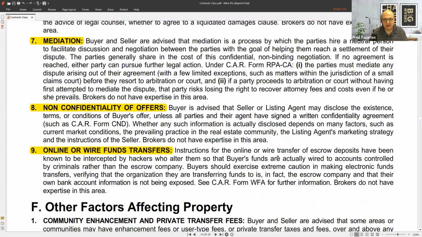This is another fun one, non-confidentiality of offers. For some reason, agents believe that they cannot disclose they have other offers or what the other offers are. Only if the seller specifically says, please do not disclose our offers in writing, and says, please do not disclose what they are. Otherwise, we're allowed to, and sometimes it helps. I mean, if I know you have 3 offers over asking, I'm not going to tell my buyer to say, hey, let's come in under asking, maybe we'll get lucky. It saves a lot of time, because then you'll get serious offers.